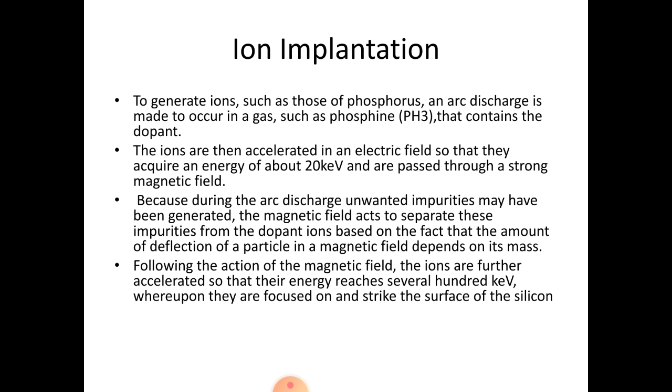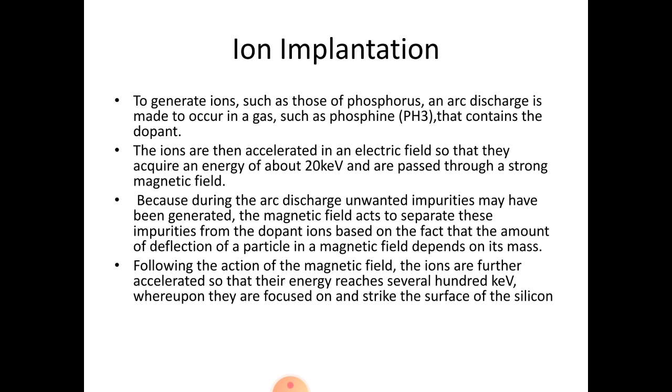Here the first step of ion implantation is to generate ions, such as those of phosphorus. An arc discharge is made to occur in a gas such as phosphine, PH3, that contains the dopant. The ions are then accelerated in an electric field so that they acquire an energy of about 20 kilo electron volt. This is a unit of energy, right?